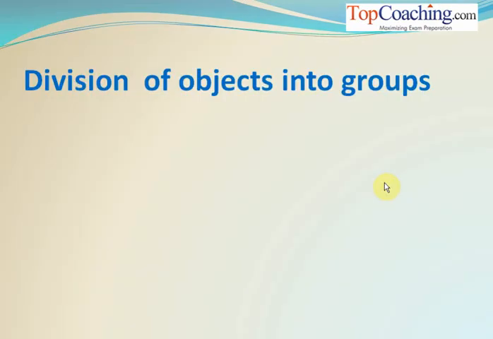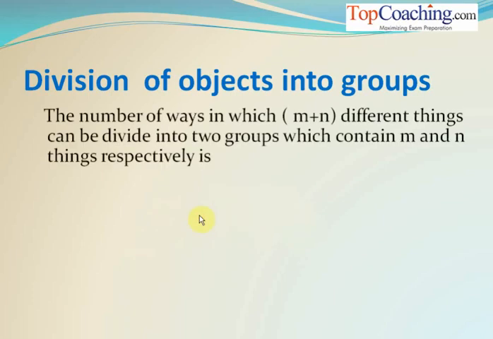Now let's move on to the next major part of this lecture, that is the division of objects into groups. Here the objects are not identical but they are different, and what we have to do is divide them into groups. So the number of ways in which m plus n different things can be divided into two groups which contain m and n things respectively is (m+n)Cm into nCn, and that is equal to (m+n)! divided by m! into n!.